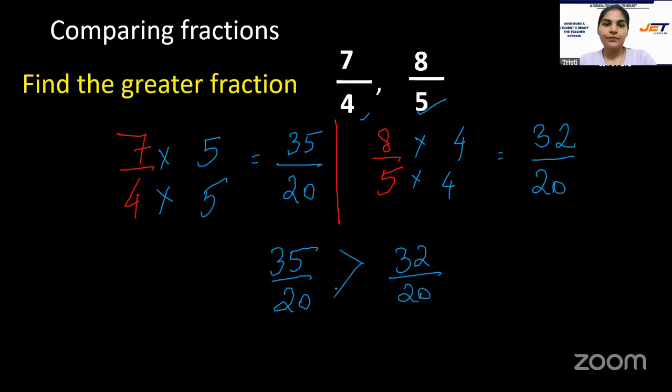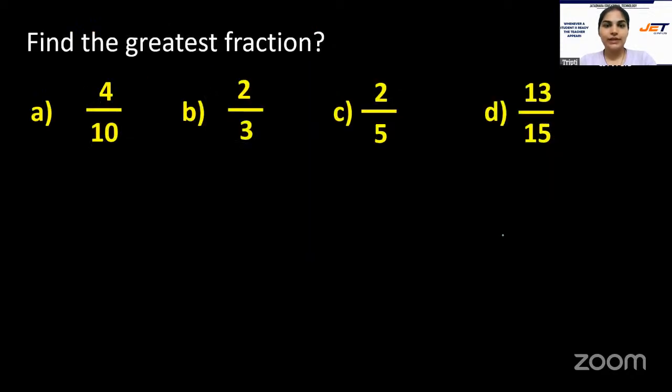Which is more? 35 by 20. 35 by 20 is greater than 32 by 20. That's the answer. Okay? 35 by 20 is greater than 32 by 20. Easy? Let's do the next one.